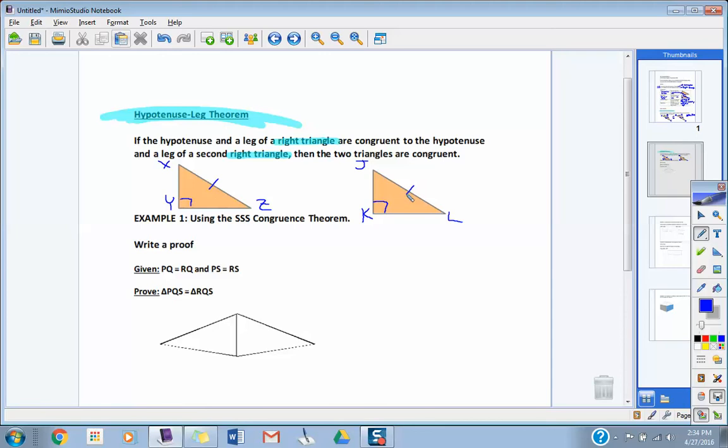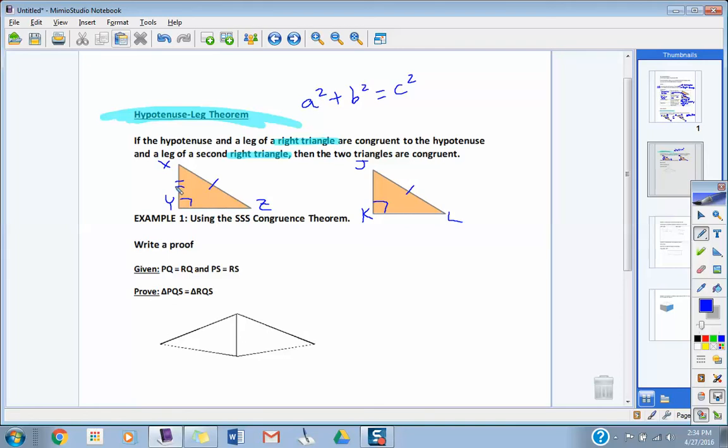Do you guys remember Pythagorean theorem? A squared plus B squared is equal to C squared? Yeah. Basically, hypotenuse leg theorem is a spin-off of that formula. A squared plus B squared is equal to C squared. A and B are the legs, C is the hypotenuse. Basically what it says is this. If you know one leg right here and you know the hypotenuse in a right triangle, can't you figure out the length of the other leg?